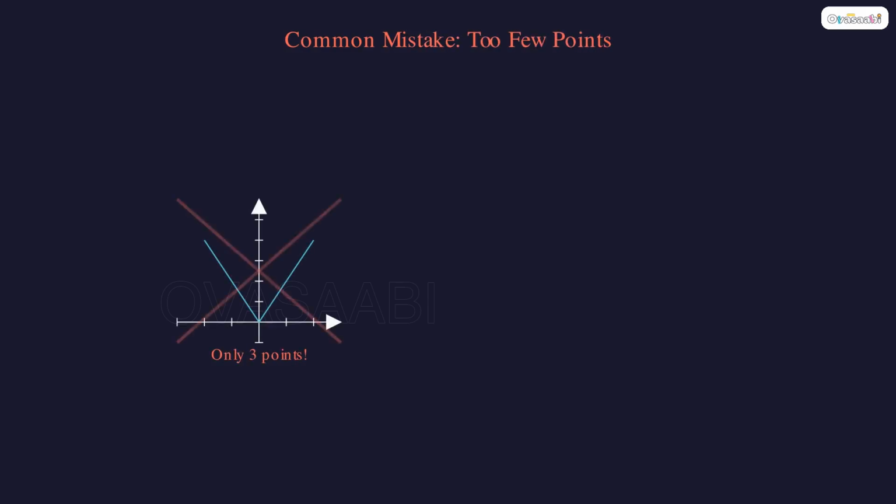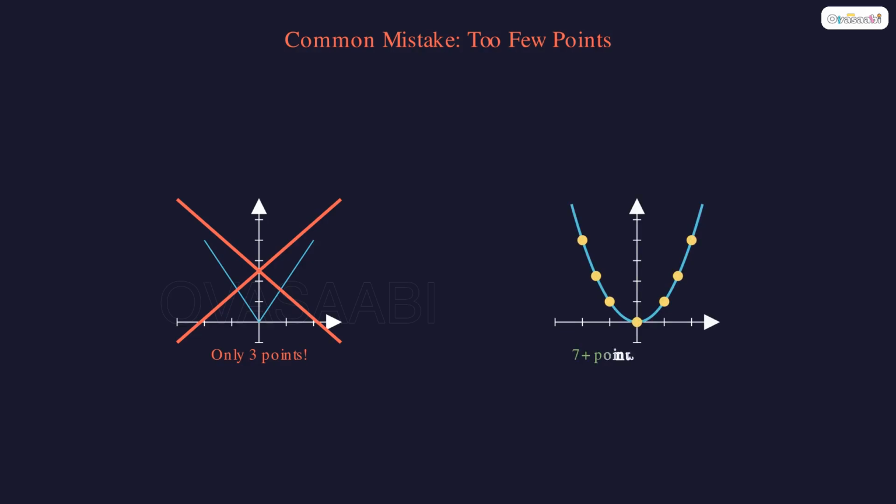Common mistake. Many students plot only 3 points for the quadratic and draw a wonky shape. Always plot at least 7 points for a curve. A smooth, accurate parabola gives you the correct intersection.